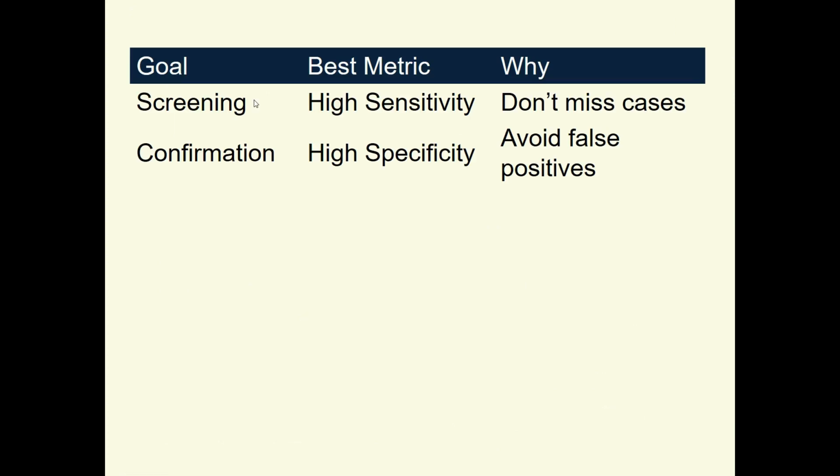All right, let's summarize this in more detail. For screening, high sensitivity is the best metric. That means only a few cases are missed even though they have the disease. So for screening, you cast a wide net and capture more. Having a higher sensitivity is better for screening, whereas for confirmation, high specificity is preferred because you avoid more false positives.